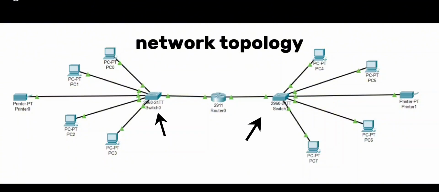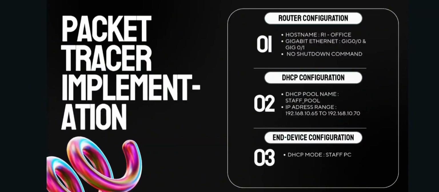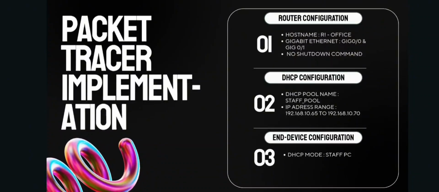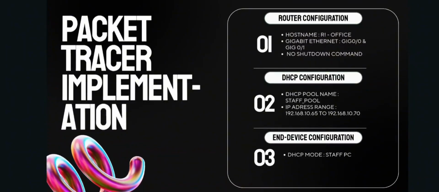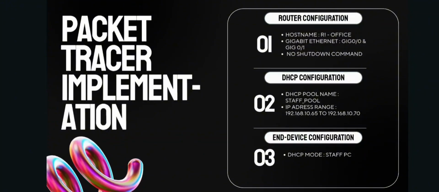One switch is used for the management local area network, and the other switch is used for the staff LAN. Each switch is connected to a different router interface to physically separate the networks. Now we're going to move on to the configuration of the devices, which includes router configuration, DHCP configuration, and end device configuration. The first device configuration is the router.